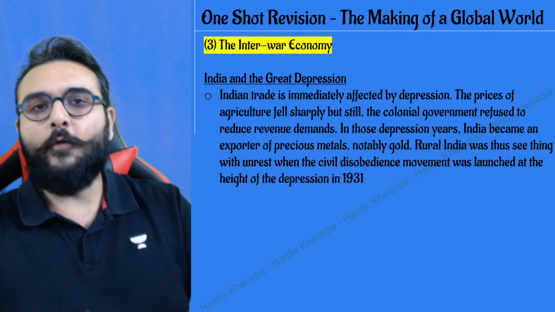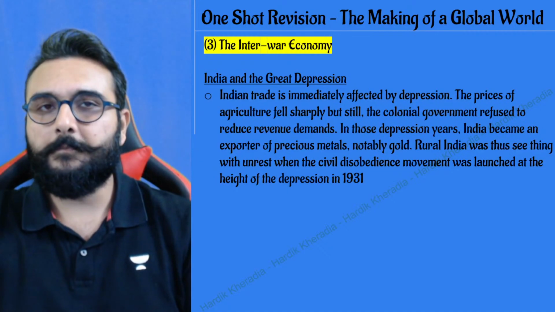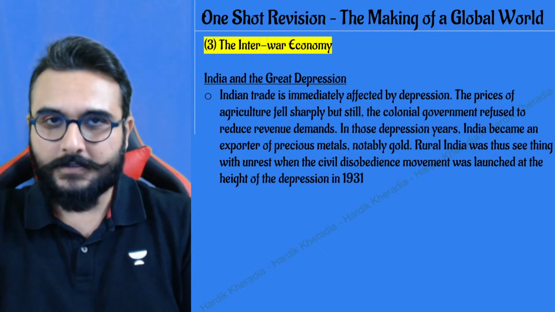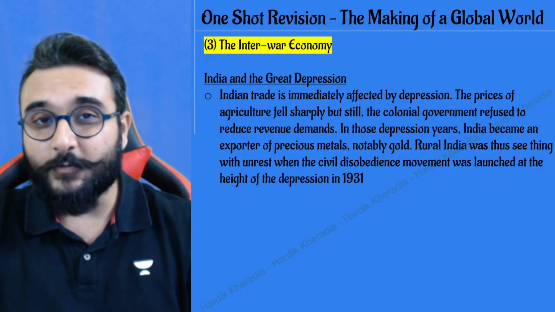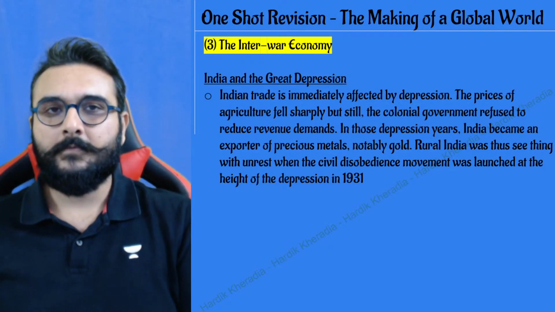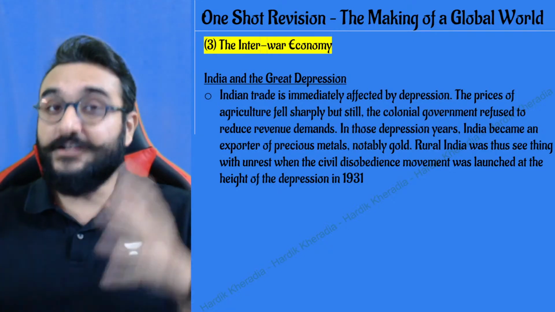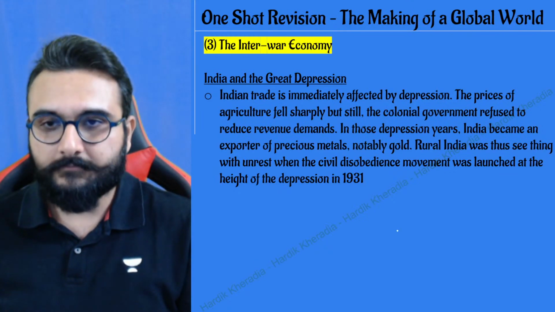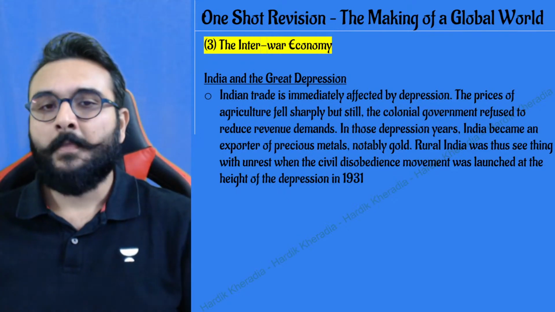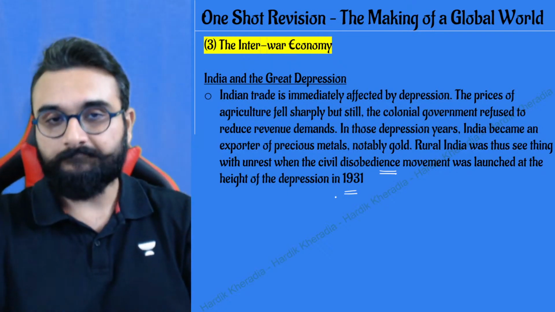So now, how will India cope with this? In India, the prices of goods will drop down drastically. So a farmer who was earlier able to earn 100 rupees will now be able to earn maybe only 50 rupees or 60 rupees because there is a big demand supply gap. Correct? Supply is huge, but the demand is comparatively lesser. And this is the time when the civil disobedience movement was launched in India in 1931.